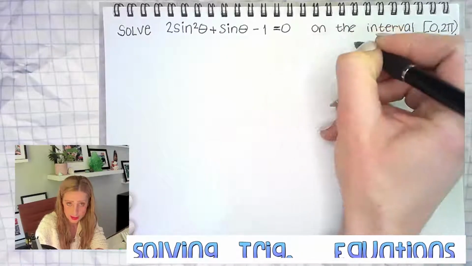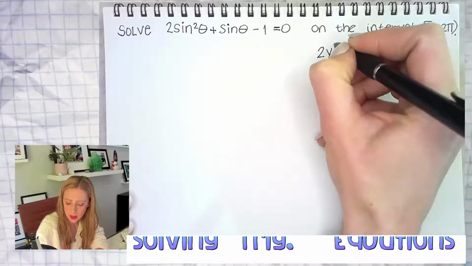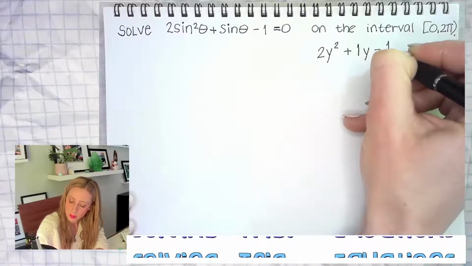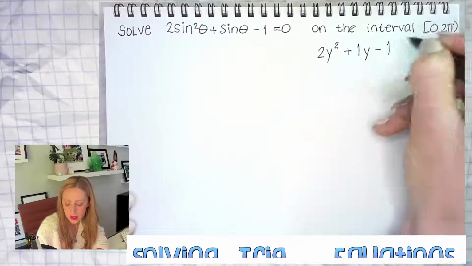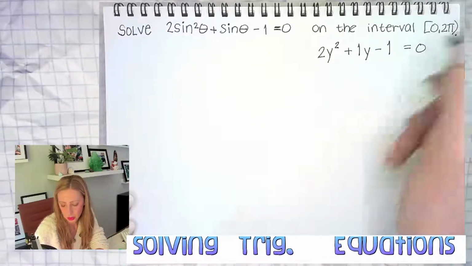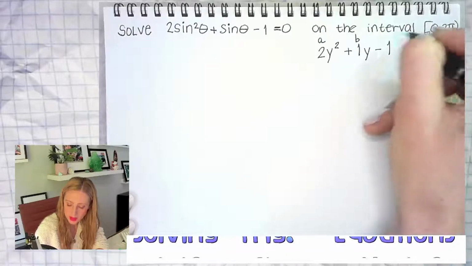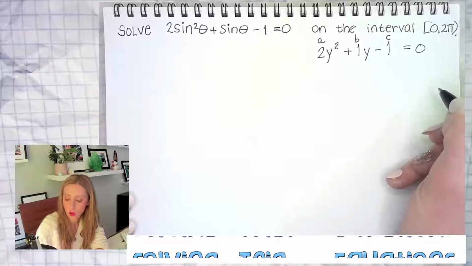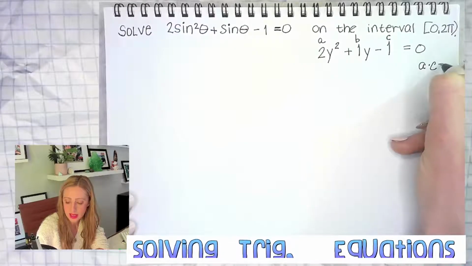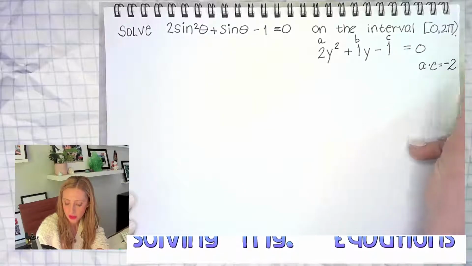So if we go over here to the side, this time I will just use a y, 2y squared plus, technically that's 1y minus 1. Now, it is an equation. I don't want to lose my equal sign. I suppose I could just leave that there for us. A is positive 2, B equals positive 1, and C equals negative 1. For the AC method, we're going to go over here, A times C. That is going to be 2 times negative 1, which gives us negative 2.